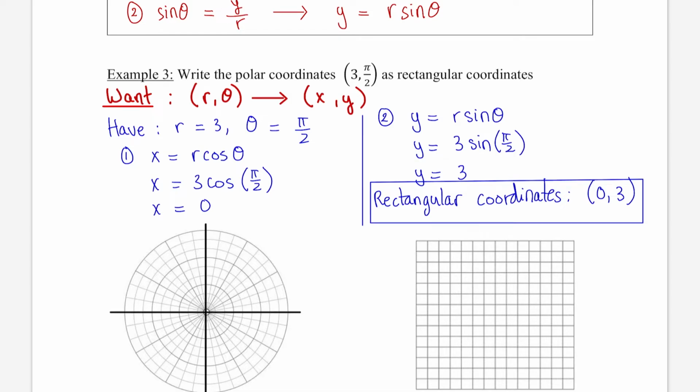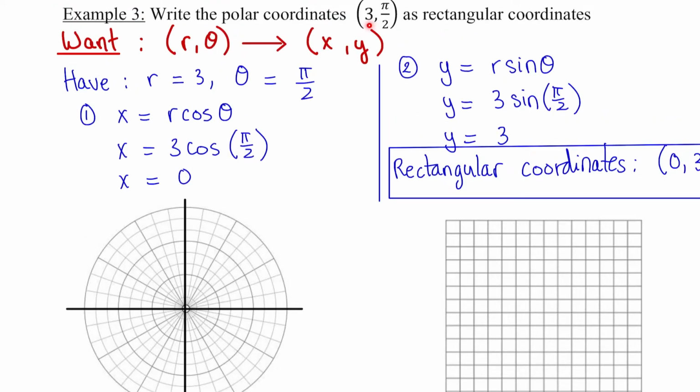As always, I will have my vertical and horizontal axes and also label them. My r is 3. That means I can scale this a little bigger. So instead of going from 1, 2, 3, 4, 5, 6, 7, 8, 9, 10, I can just scale this 1, 2, 3, 4, 5.